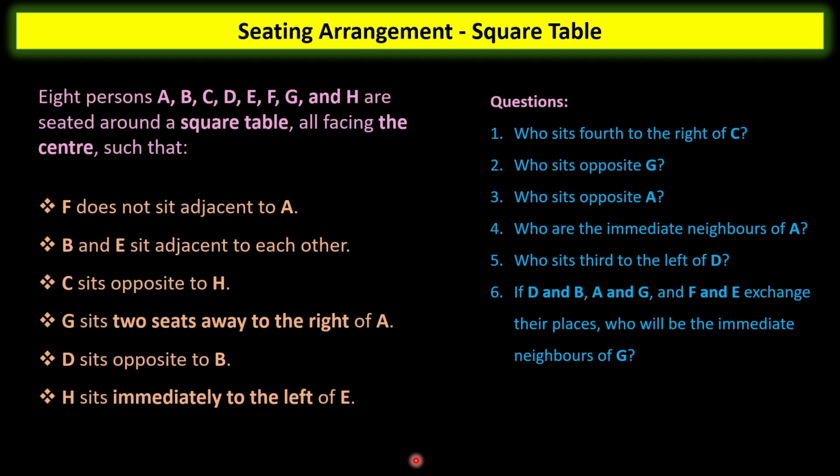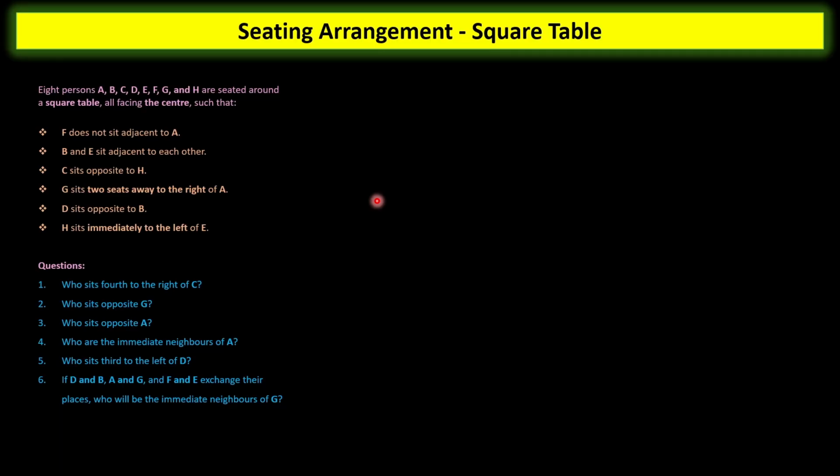In this question, there are 8 persons sitting on a square table and all of them are facing towards the center. To solve this problem efficiently, carefully consider the adjacent positionings and opposite directional positioning. Let's carefully analyze it now.